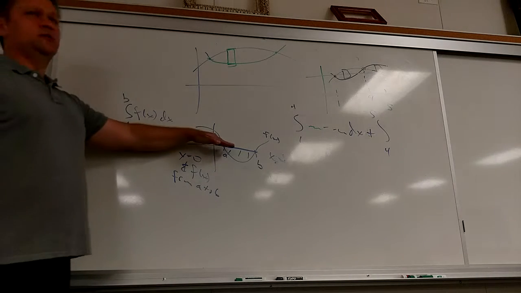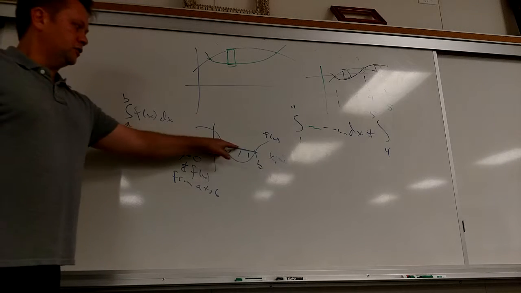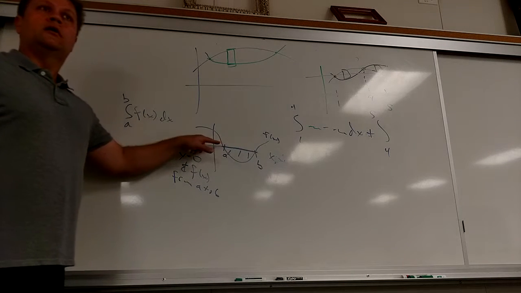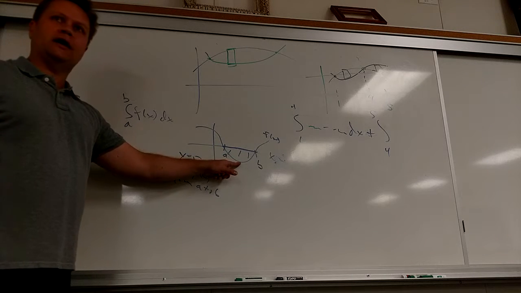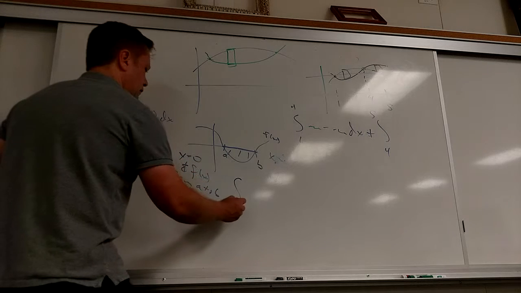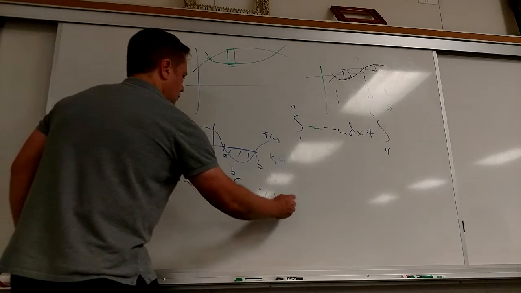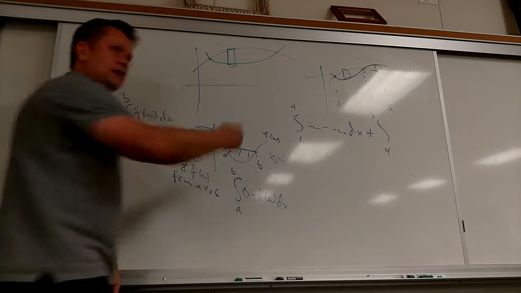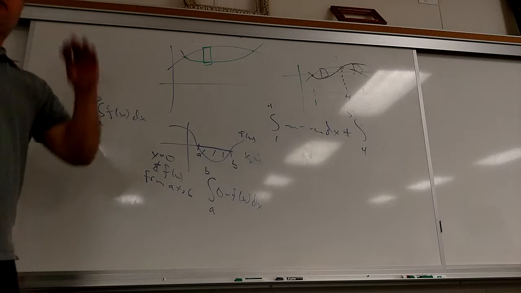What's the top function? Y equals 0. So 0 minus f of x. So now I'm going to integrate. This problem would say integrate from a to b of 0 minus f of x. See that negative times that is going to make the answer come out positive, because in that case, the problem wants the answer to be a physical area.